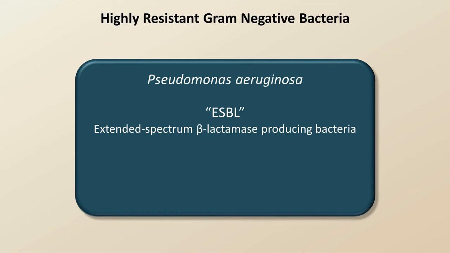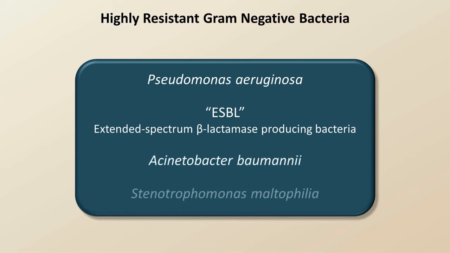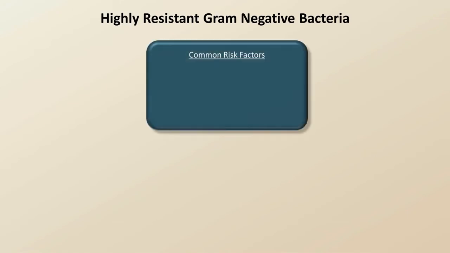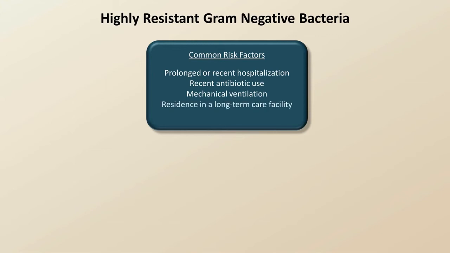Also on the list of highly resistant gram-negatives are Acinetobacter and the tongue twister Stenotrophomonas, both of which are usually just seen in either ventilator-associated or hospital-acquired pneumonia. All four of these share some common risk factors: prolonged or recent hospitalization, recent antibiotic use, mechanical ventilation, residence in a long-term care facility, and indwelling catheters, lines, and tubes.